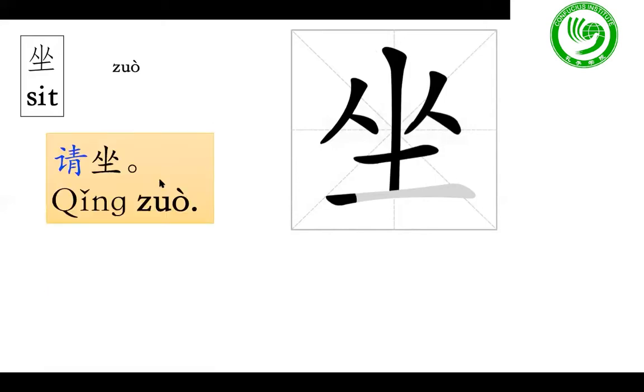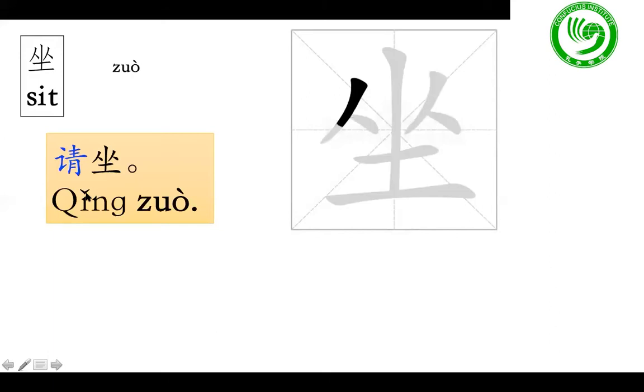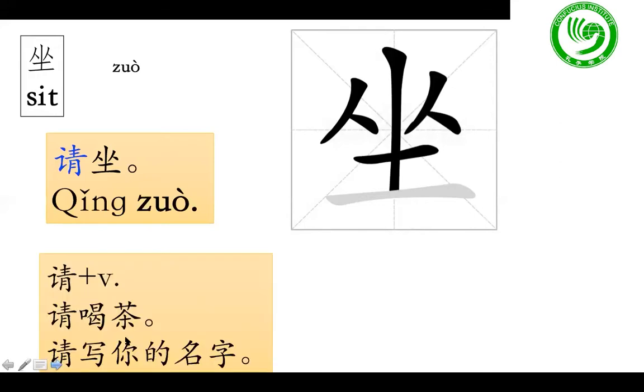We have 请坐 please take a seat. And 请 means please. So we have 请 plus do something. We have how to say please drink tea. Yes, 请喝茶. Or you can say please write down your name. How to say that?